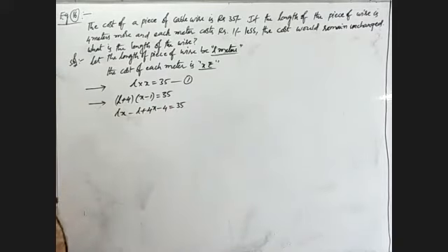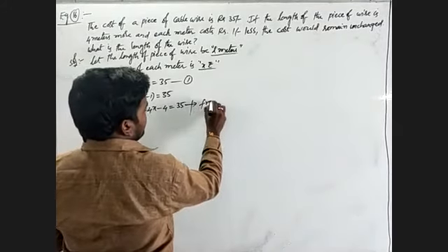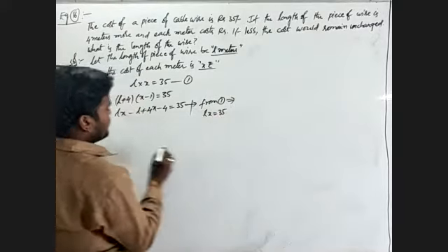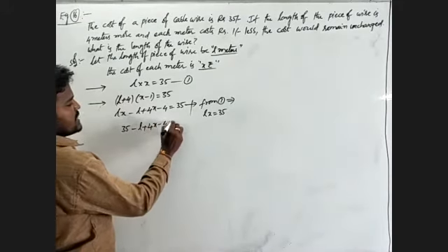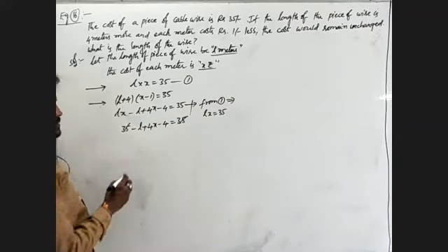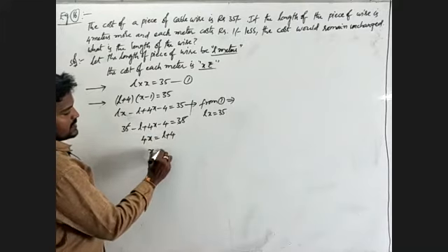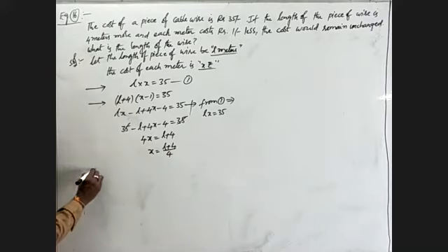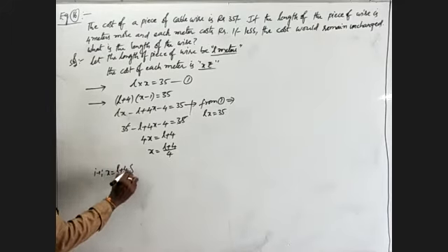Already we know the value of L into x from 1: Lx is nothing but 35. That I will write 35 minus L plus 4x minus 4 is equal to 35. 35 and 35 will be cancelled. Remaining, we write 4x is equal to L plus 4. After that, x is equal to L plus 4 by 4.